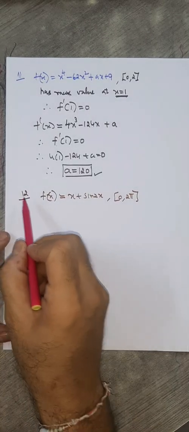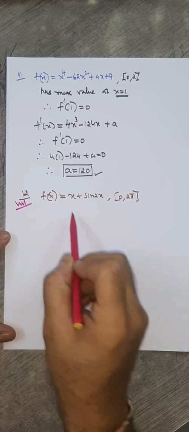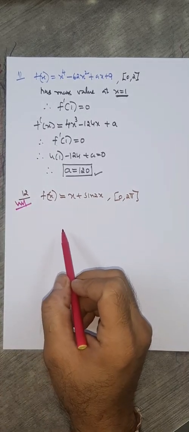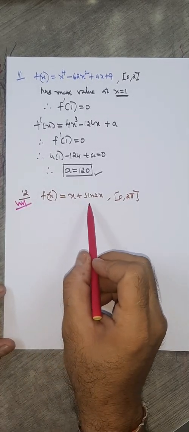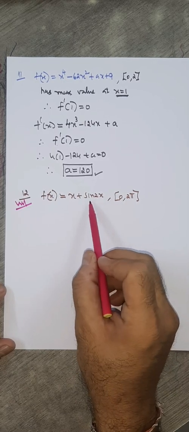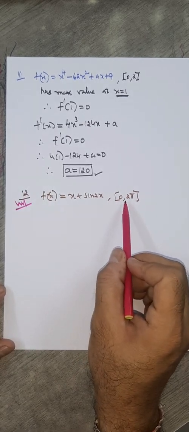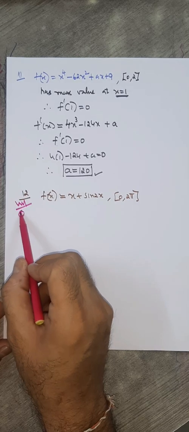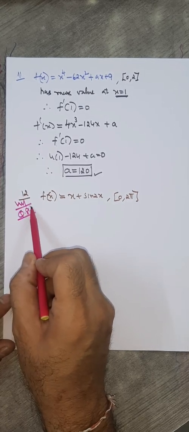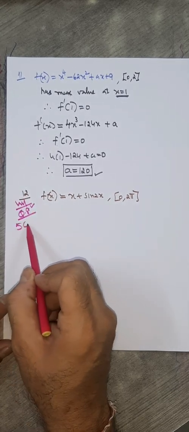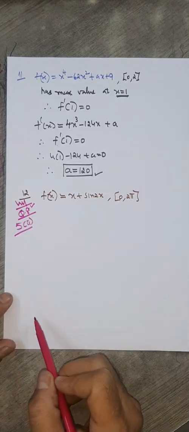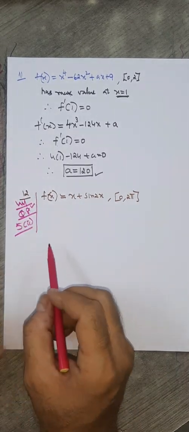Okay, so question number 12, which is also a very important question. There you are asked the maximum and minimum values of this function on the closed interval 0 to 2 pi. You are given the domain. This is just the same as question number 8, which was also very important. So what will we do?